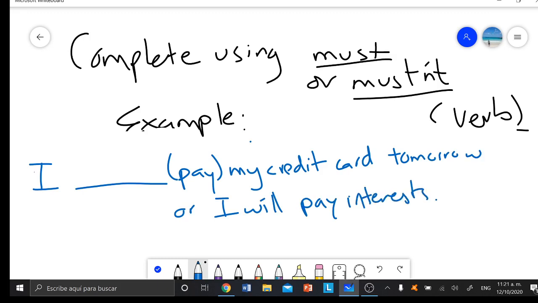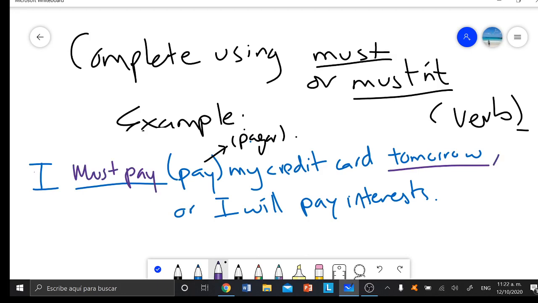Okay, here it is. I pay, pay de pagar, my credit card tomorrow, mi tarjeta de crédito mañana, or I will pay interest, ¿ok? Entonces, yo debo de pagar o no debo de pagar mi tarjeta de crédito porque pagar intereses. Entonces, our answer, nuestra respuesta sería I must, debo, I must pay, debo de pagar my credit card tomorrow, mañana, or I will pay interest, o si no voy a pagar intereses y eso es lo que no quiero pagar, okay? It's an example, es un ejemplo, okay?